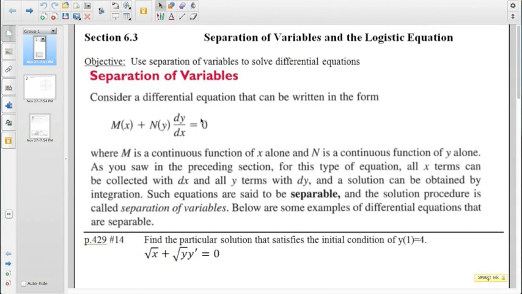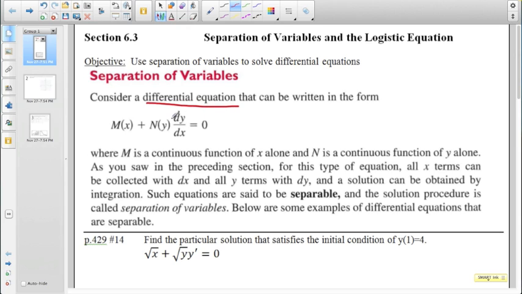In this section, we're going to discuss separation of variables to solve differential equations. So if we notice from this expression here, in real general terms, if we have a differential equation that is of this form, in other words, we have a term that's a function of x, and a term that's a function of y multiplied by the derivative or that differential expression, we can effectively separate the variables.